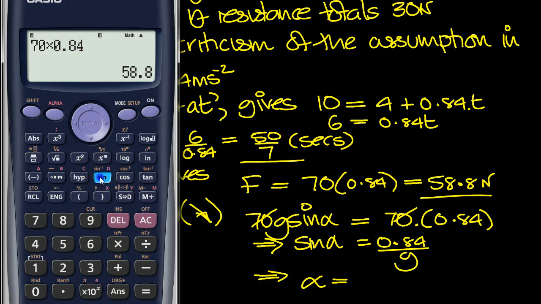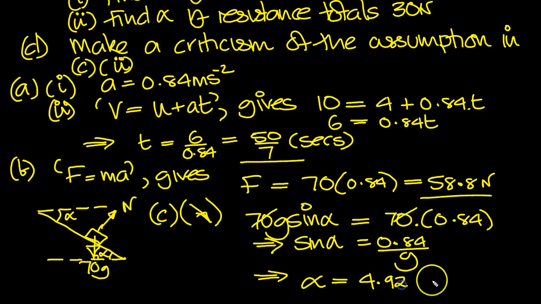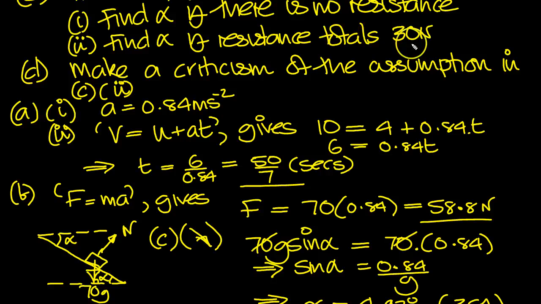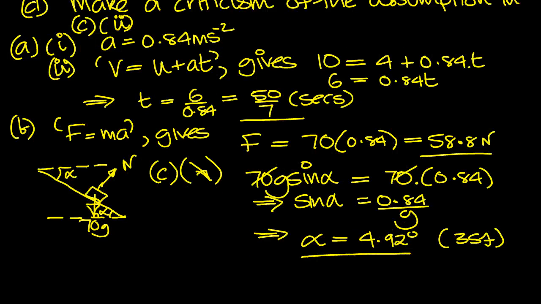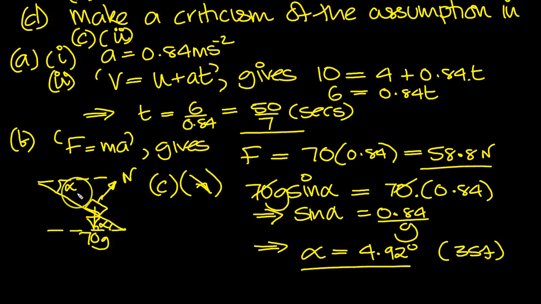So shift sine, inverse sine, 0.84 divided by 9.8 equals 4.91 to 4.92, isn't it? And that's three significant figures. And there's alpha, 4.92 degrees. Now, it says find alpha if the resistance totals 30 newtons. So I'm just going to use the same sketch here and put in a little resistance force now of 30. So this was part 1. Part 2.